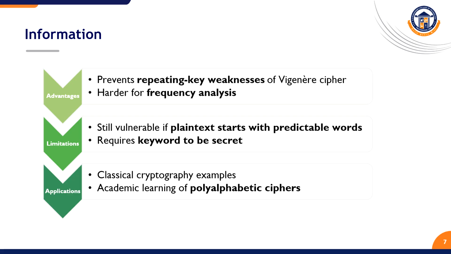Limitations: this requires the key to be secret. If the key value is known, we can easily get the values, so the keyword has to be kept secret. Also, the plain text may start with predictable words, so we can easily get it. That is another limitation of this particular cipher technique.